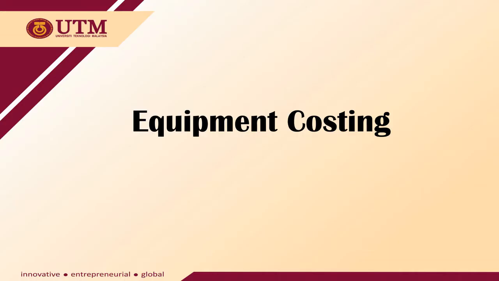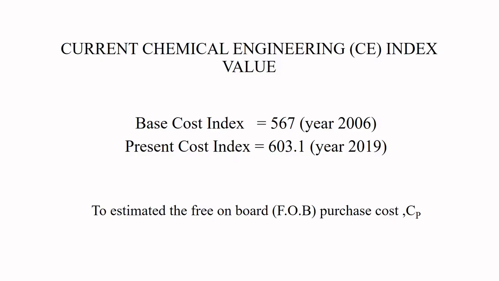So the next slide is equipment costing. This is the current chemical engineering CE index value. The base cost index is 567 and the present cost index is 603.1. This will be used to estimate the purchase cost.